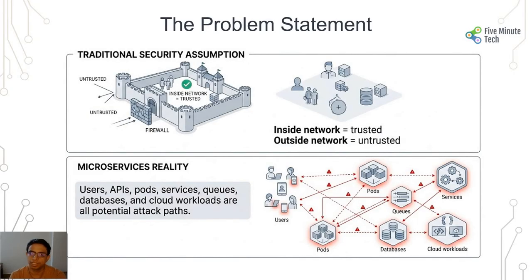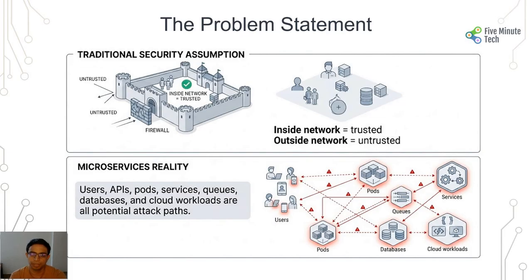So the problem statement which we have is that most applications begin with a perimeter security mindset. We put a firewall around the network and expose a gateway at the edge, and then tend to assume services inside the network are trusted. The assumption does not work well for distributed systems or microservices.